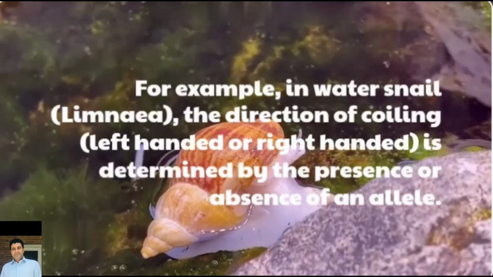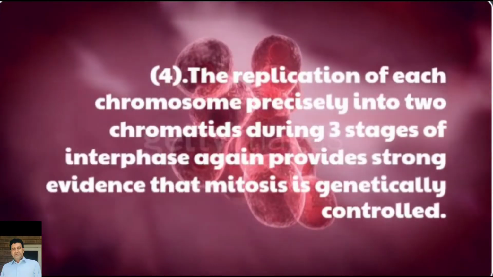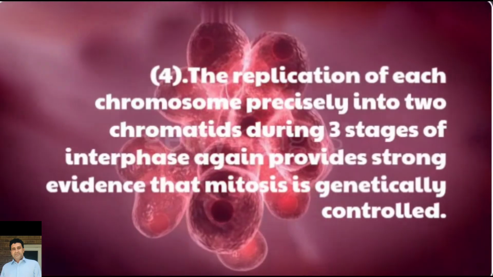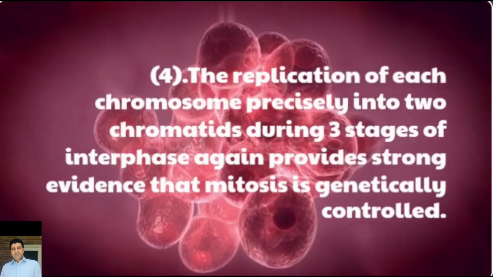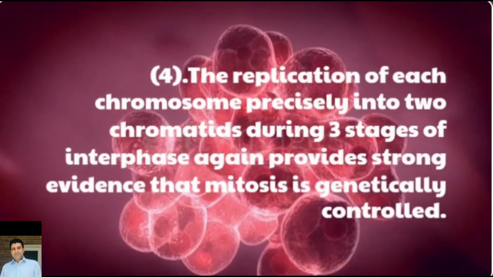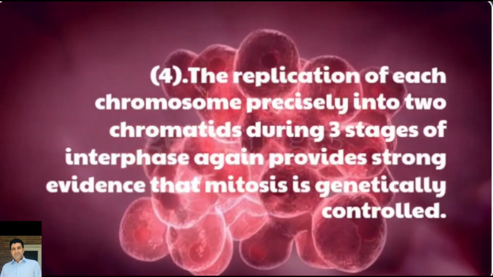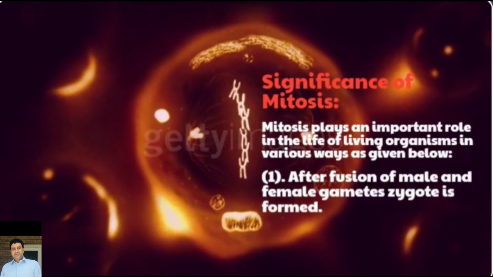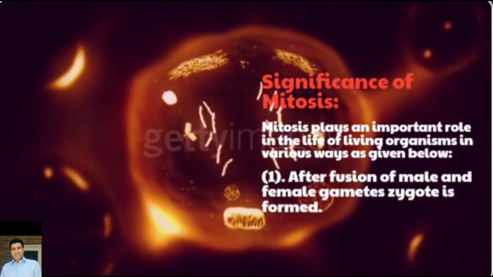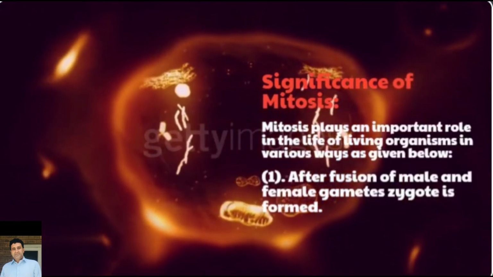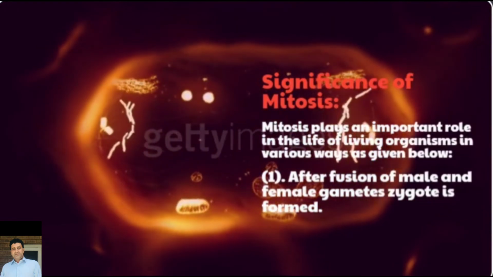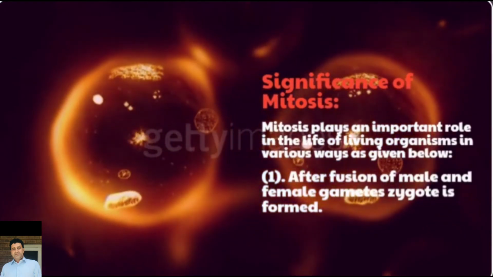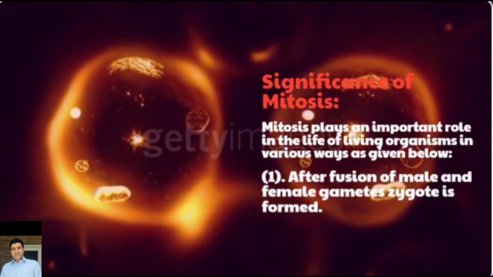The replication of each chromosome precisely into two chromatids during three stages of interphase again provides strong evidence that mitosis is genetically controlled. Significance of mitosis. Mitosis plays an important role in the life of living organisms in various phases. After fusion of male and female gametes, a zygote is formed. Mitosis is responsible for development of the zygote into an adult organism.